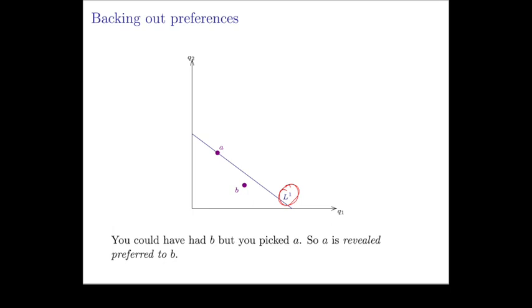Well, if the consumer were to pick the bundle A, what we know is that they could have picked the bundle B because they can afford B. Yet they chose to pick A. And they did not pick B. So they're revealing to us, by making this choice, that A is preferable to B. So we say that A is revealed preferred to B.